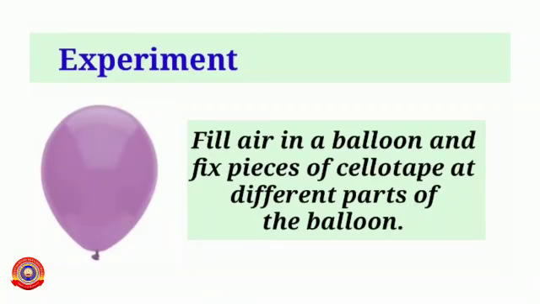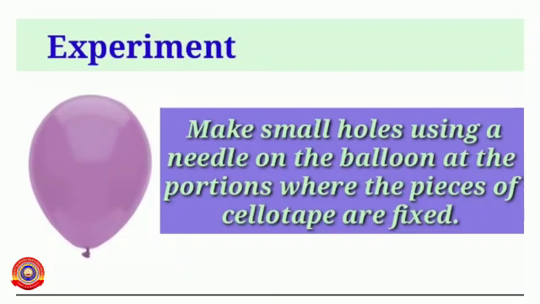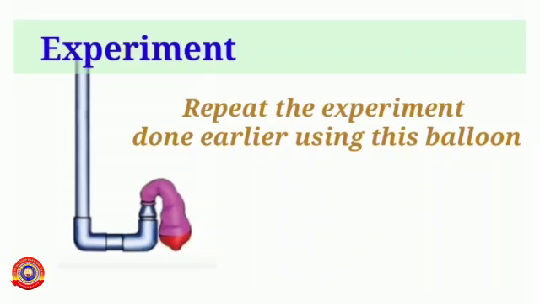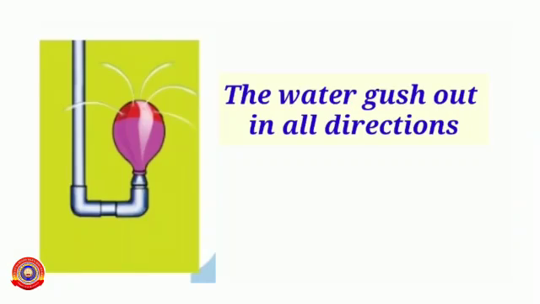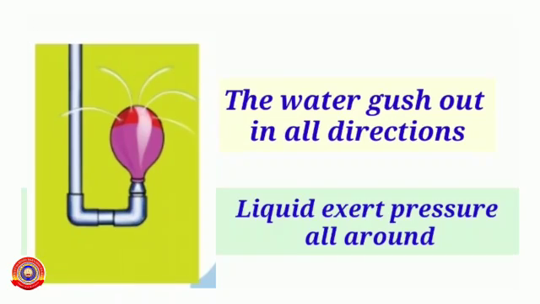Fill air in a balloon and fix pieces of sellotape at different parts of the balloon. Make a small hole using a needle on the balloon at the portions where the pieces of sellotape are fixed. Repeat the experiment done earlier using this balloon. What happens here? The water gushes out in all directions. This shows liquid can exert pressure all around.